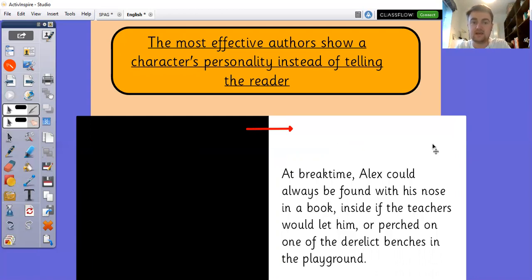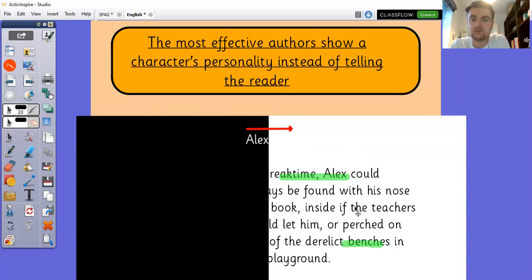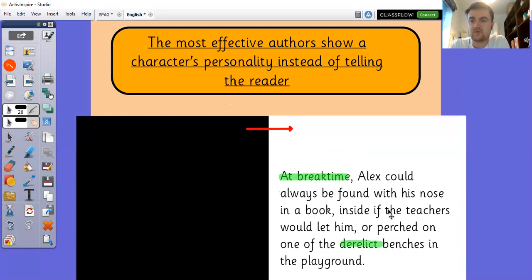I've also managed to get in a fronted adverbial with at break time, explaining when he might be seen reading a book. I've tried to use some exciting language with derelict. That also paints a picture of the school to us as well. If the school's benches are derelict, then it's probably quite an old school. Inside, if the teachers would let him, is again trying to show that he does love reading, but we can show it in a better way than just those three words. And I've managed to get some of our grammatical features in there as well.